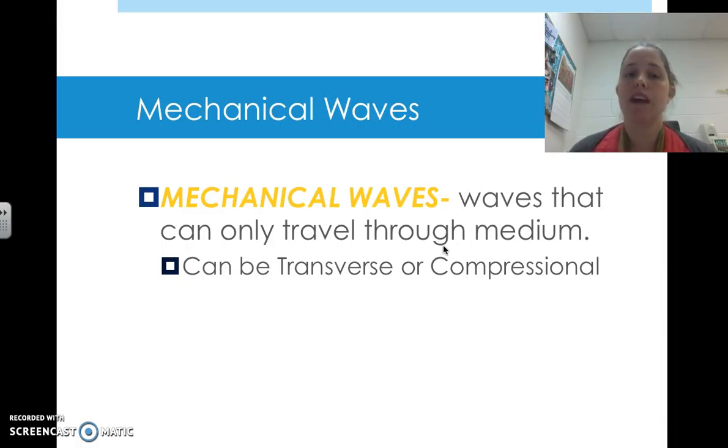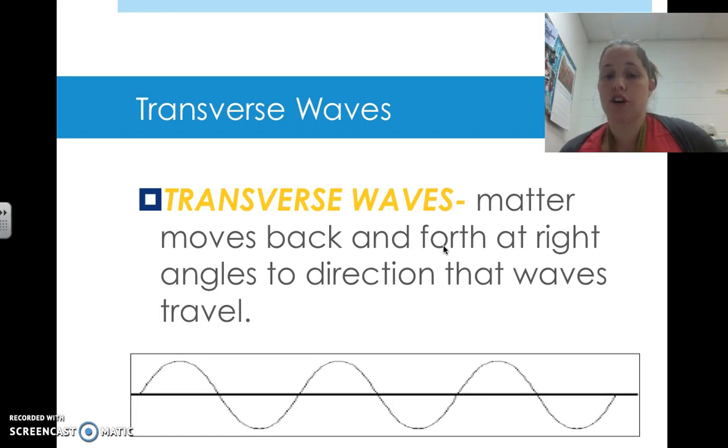So the main type of waves we're going to talk about are mechanical waves, and these are waves that can only travel through a medium. When I say the main type, I mean at the beginning the main type that we're only going to talk about. Now, mechanical waves can either be transverse or they can be compressional.